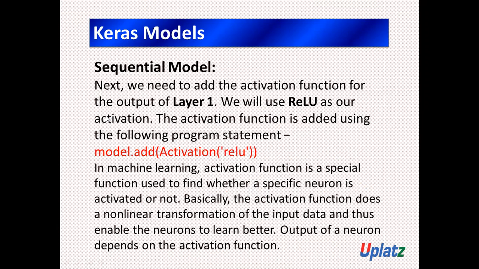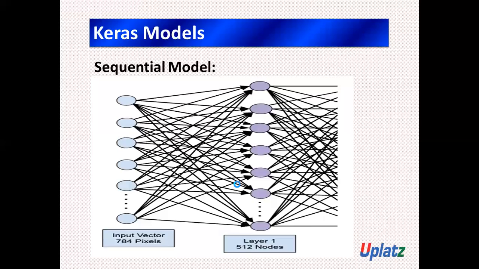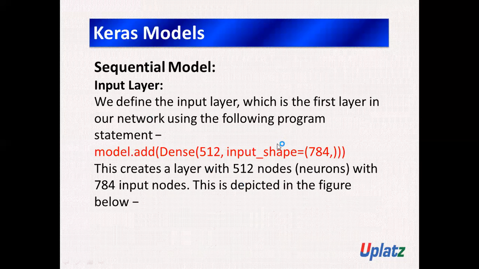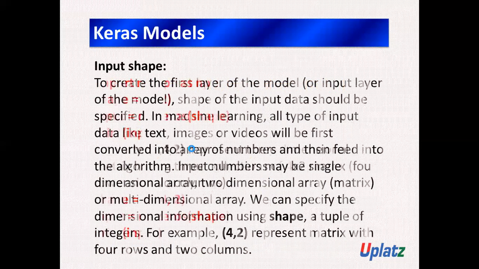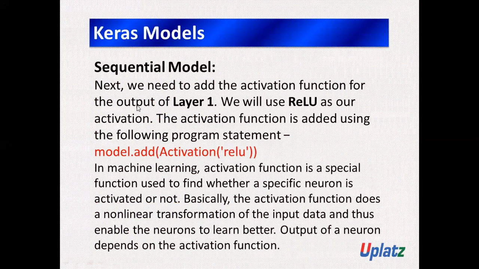By the way, we are going to add the activation function for the output of layer 1, the previous layer, you can say that. So in case of the hidden layer, see here. Once we add the input layer with 512 nodes, with 784 input nodes, what we have done is we have added the activation function for the output of layer 1. For that, we have used the rectified linear unit as the activation function.